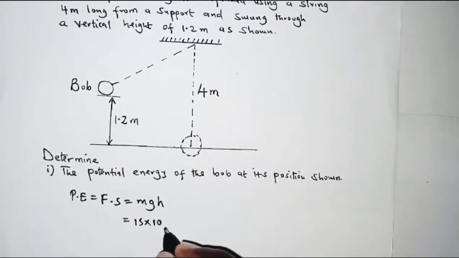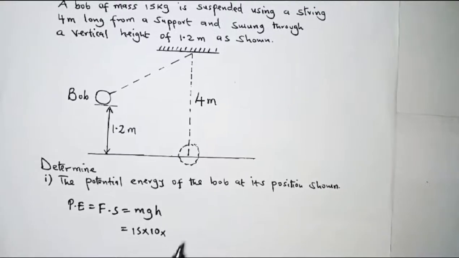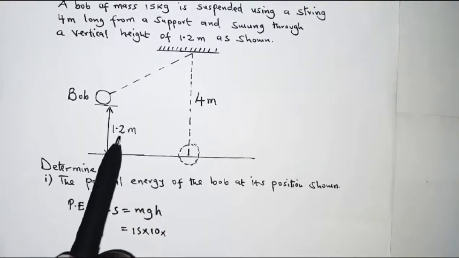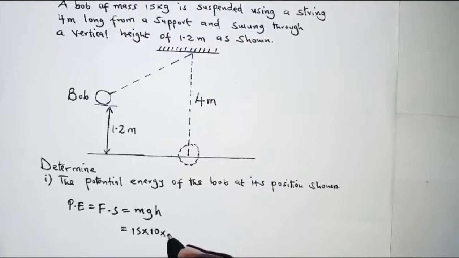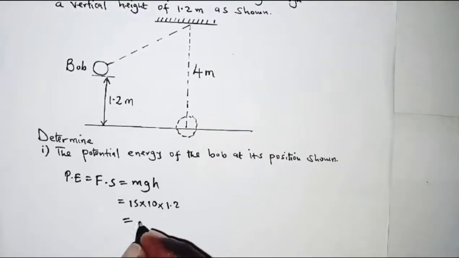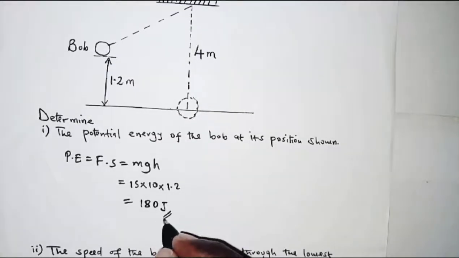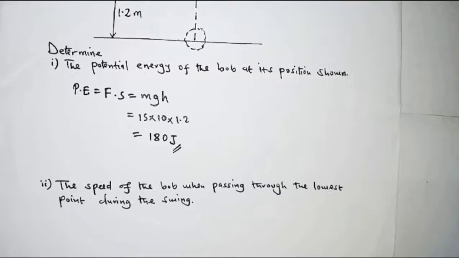And then the height through which the bulb was raised is 1.2 meters, so we have times 1.2 meters. This worked out should be 180 joules. Remember, it's energy, so energy is expressed in joules. Now once we've gotten that, the next question requires us to get the speed of the bulb when passing through the lowest point during the swing.